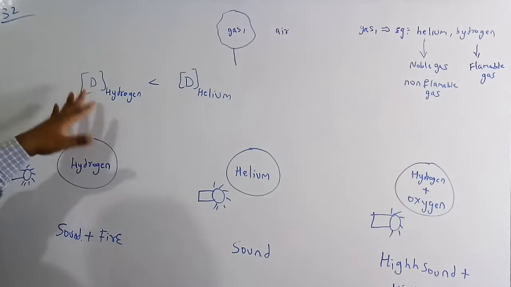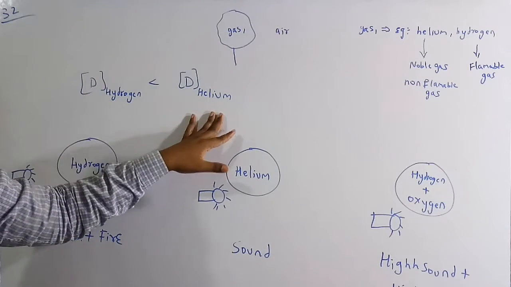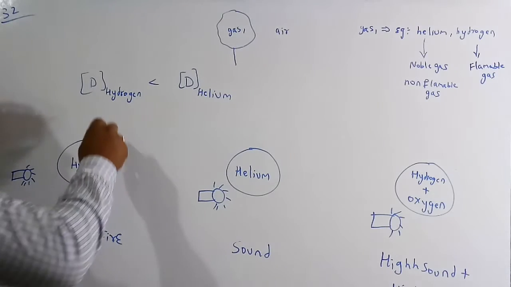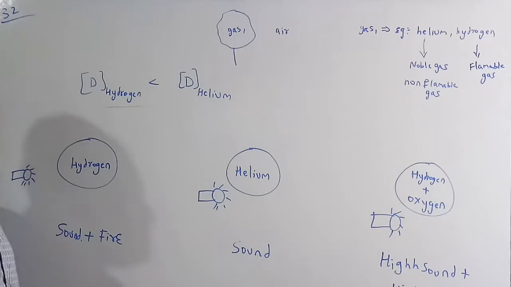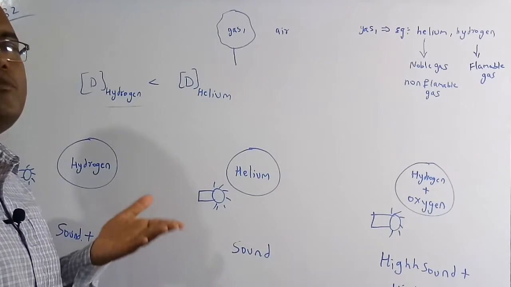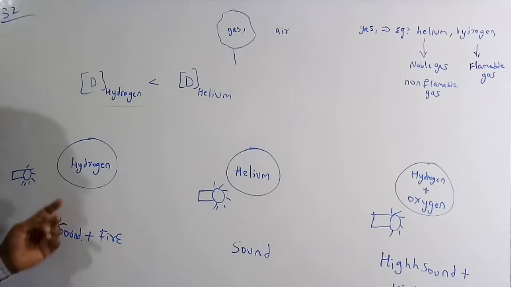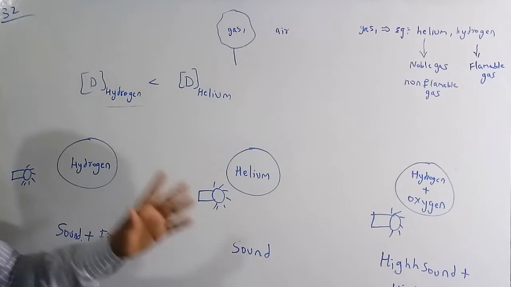See here, the density of hydrogen is always lesser than the density of helium. And you may think that since the density of hydrogen is lesser than that of helium, we can use hydrogen gas because it can go even higher upward. But that's not the case, because you will see here. Now I am going to do a small experiment in three cases.